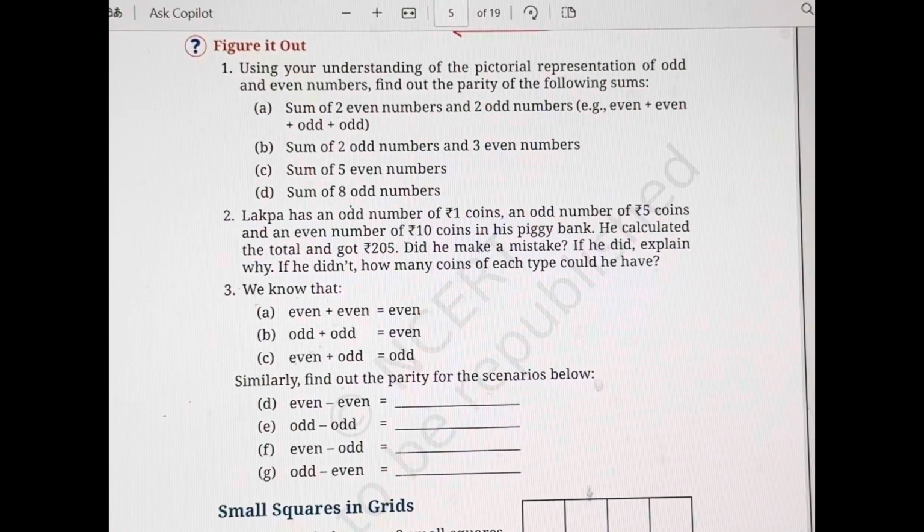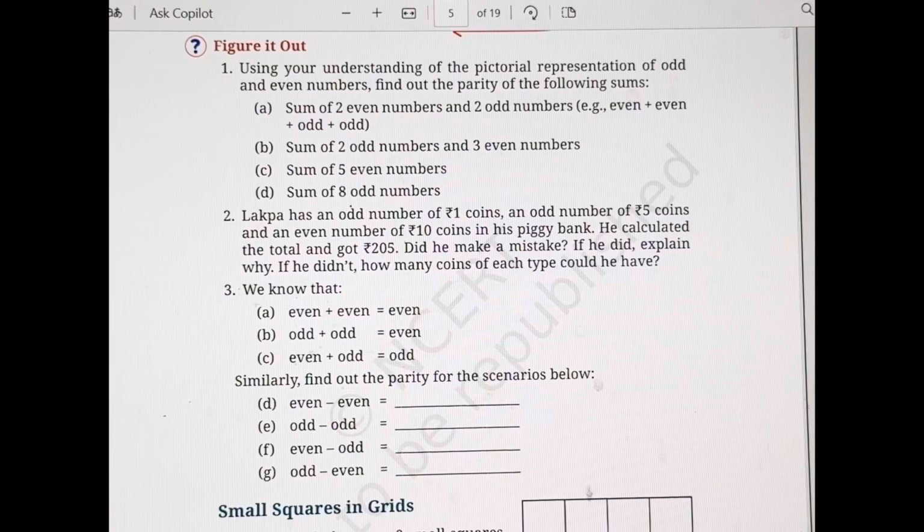In this video, we are going to continue with chapter number 6, Number Play of grade 7 Mathematics of the new NCERT textbook Ganit Prakash. And we are going to solve the figure it out exercise which is given on page number 131. Depending on the properties which we learned in the previous video, we established some rules. So we need to remember those rules and we will solve this exercise.